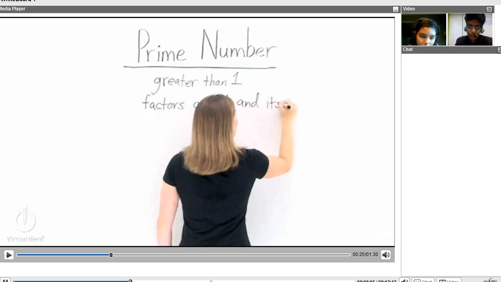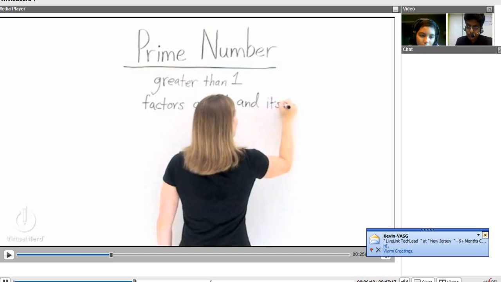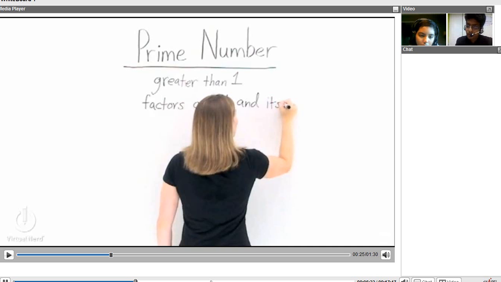Okay, so the first condition, as it says, is that the number should be greater than 1, and the number should not have more than 2 factors, that is, it can be divided by only 1 and itself. If it can be divided by more than 2 numbers, then it's not a prime number. If it can be divided by only two numbers, then it's a prime number. Okay? Let's see the video.